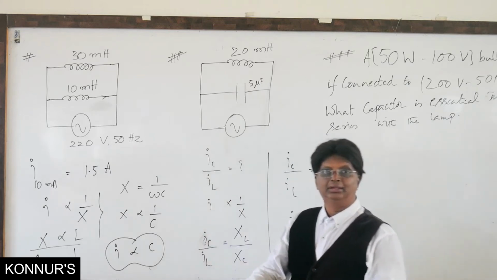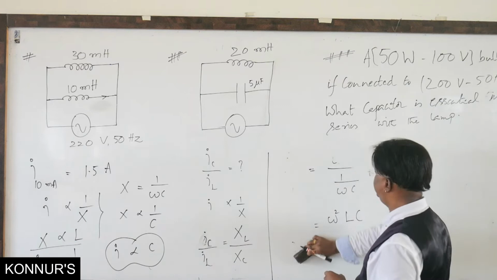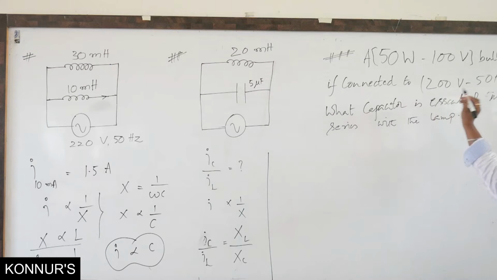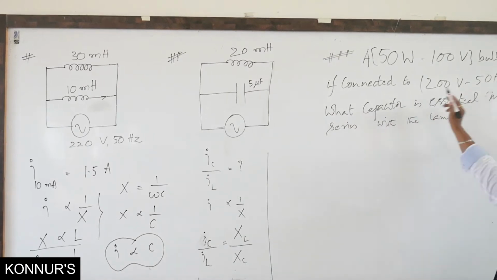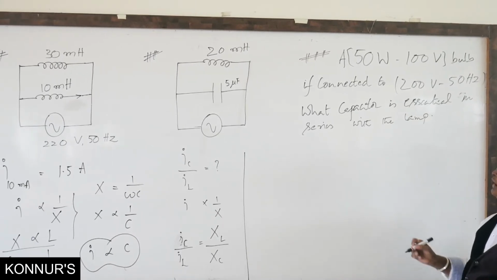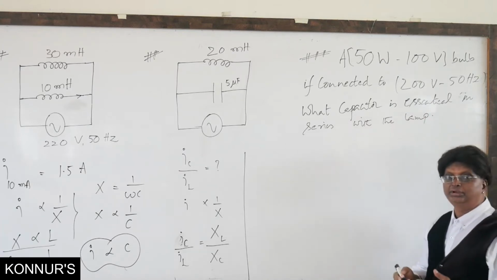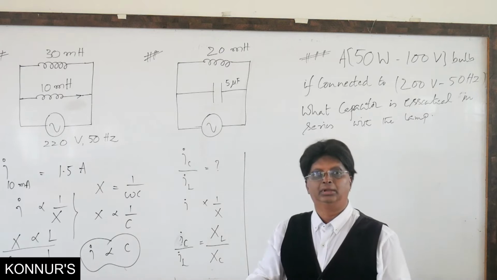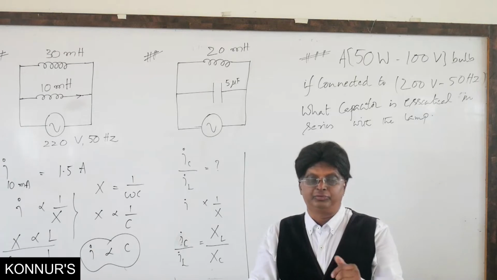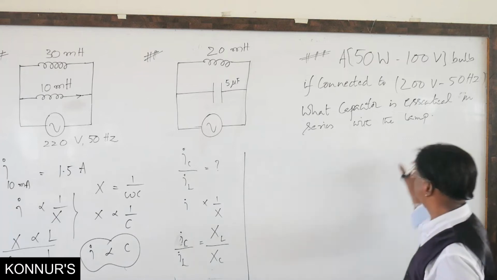Now see, next example we will extend a bit further. The question is a bit extended. We have a bulb with rating 50 watt 100 volt connected to a 200 volt 50 hertz AC source. Now the question is, what capacitor is essential in series with the lamp? Similarly it can also be asked what inductor is required in series with the bulb. Where to begin, how to understand this question? Why do we need this series element?